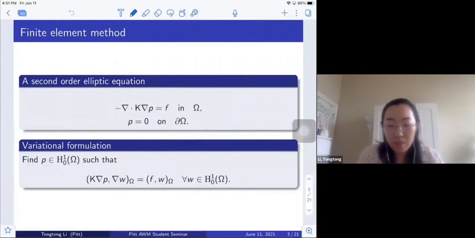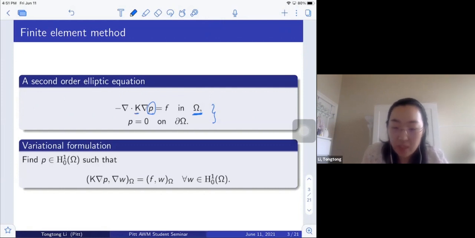Okay, so what is the finite element method? It's a widely used method for solving differential equations numerically. To illustrate this idea, let's start with a second order elliptic equation like this. The model is as follows. We have a domain omega in, for example, a 2D or 3D setup, and we would like to solve for P here. In fluid dynamics, we can consider P as having the meaning of pressure, which is a scalar. And K is a conductivity tensor. It is a parameter, it's already known. And usually we assume it to be symmetric, positive, and definite.